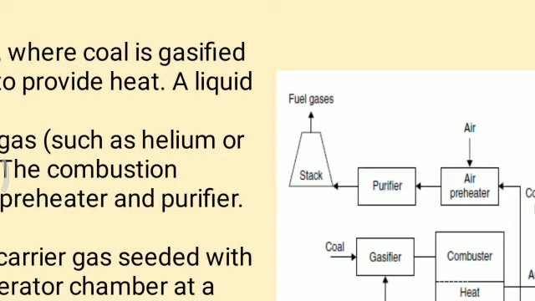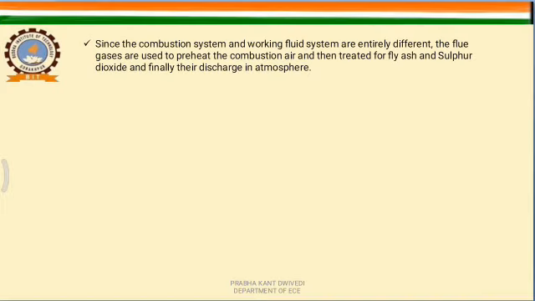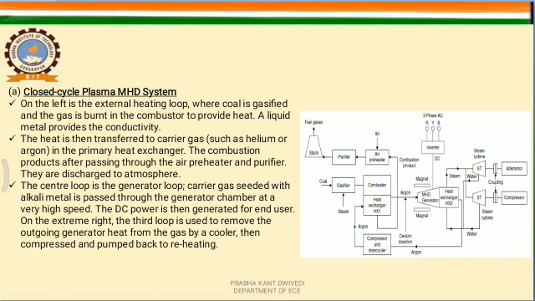So in this system, on the left side we will see the external heating loop where coal is gasified and the gas is burnt in the combustion chamber to provide heat. A liquid metal provides the conductivity. The heat is then transferred to a carrier gas such as helium or argon. In the primary heat exchanger, the combustion products, after passing through the air preheater and purifier, are discharged to the atmosphere.